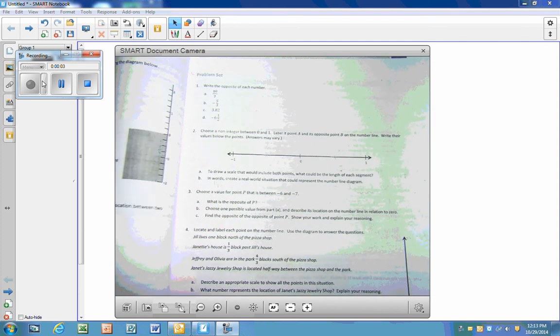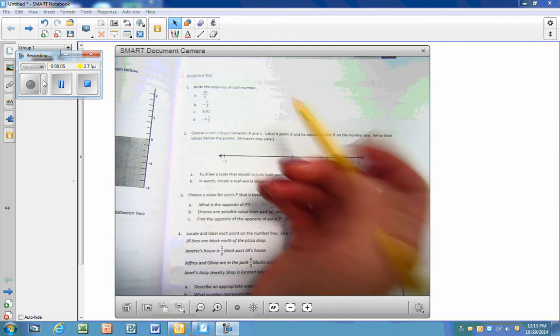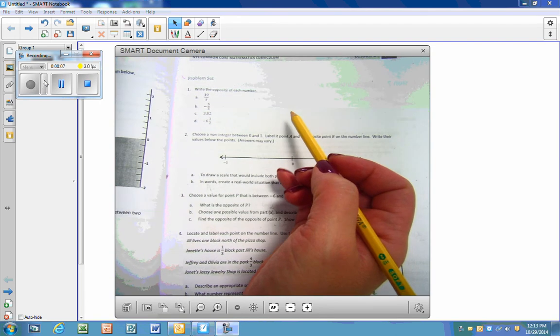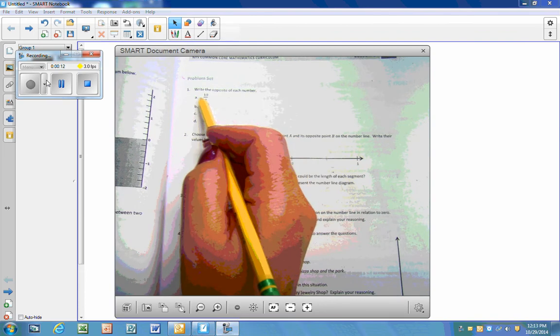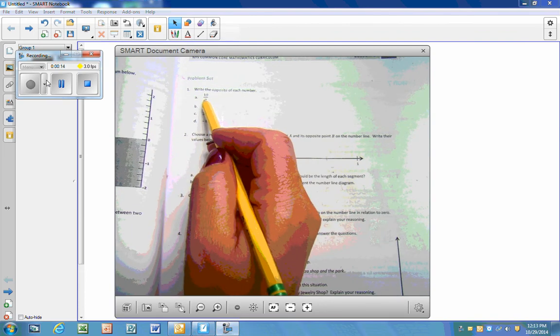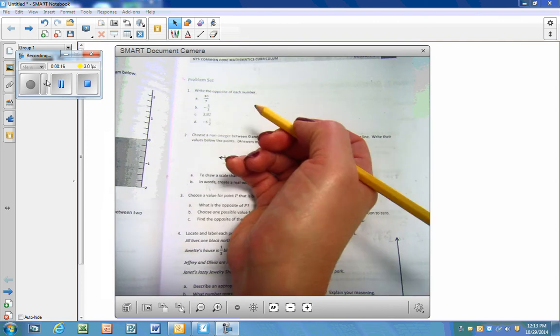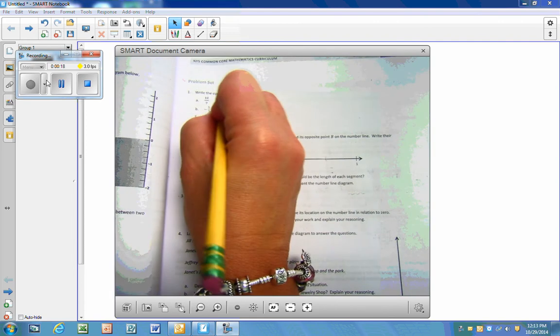Okay, so today in class we talked about rational numbers, and we found that any rational number is any number that can be written as a fraction. So I have this first rational number here, 10/7, and because there's no sign in front of it, I'm going to assume that it's a positive 10 over 7, and I need to write the opposite. So the opposite would be negative 10 over 7.